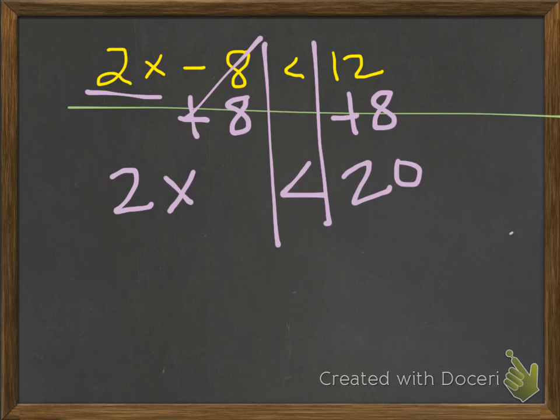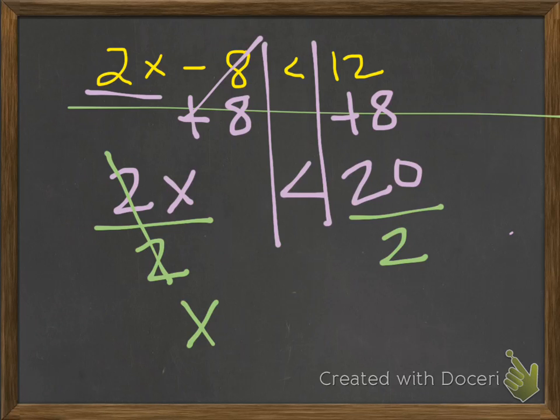The whole purpose of this is to get x by itself, or to isolate the variable. I can see that 2 is squished next to x, which means multiply. To use the inverse operation, I need to divide by 2 on both sides. 2 divided by 2 is 1. We can represent that by just crossing it out and bringing down x. Bring down our inequality, and 20 divided by 2 is 10. So our answer is x is less than 10.